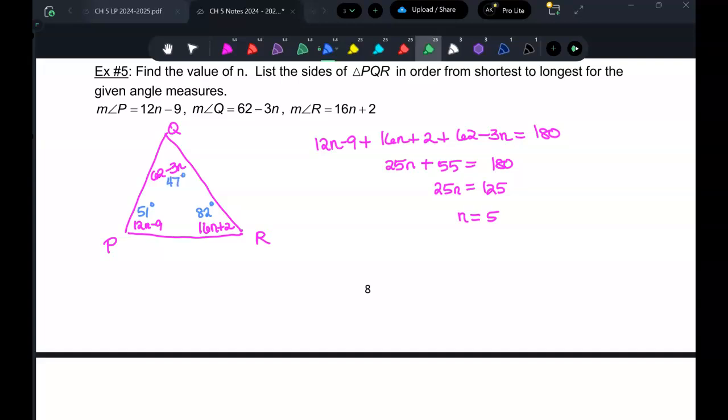We want to list from shortest to longest. Which is the smallest side? PR. PR is less than QR, and then what's the biggest side? PQ. Can I do it with the less than?